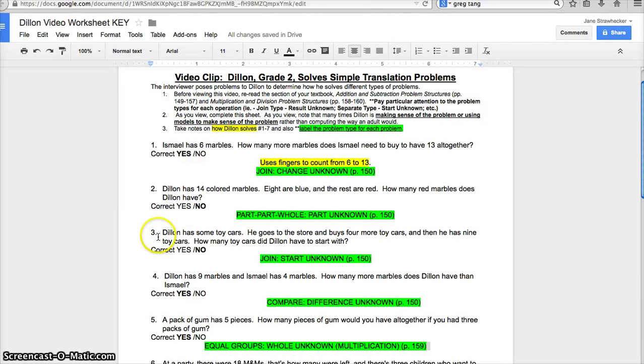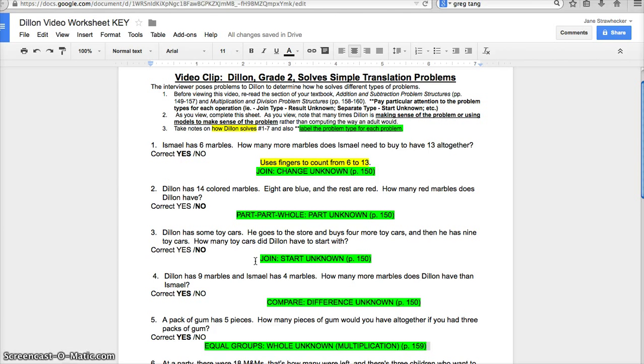In number 3, this is another one I'll address down at the bottom, but the correct labeling is also found on page 150, and it's called join, also known as addition, but the start point is unknown. And Dillon was unsuccessful, and that's very common for young children. Remember that Dillon was a second grader.